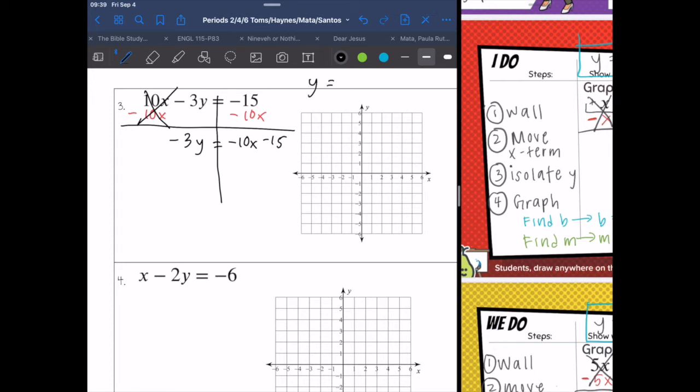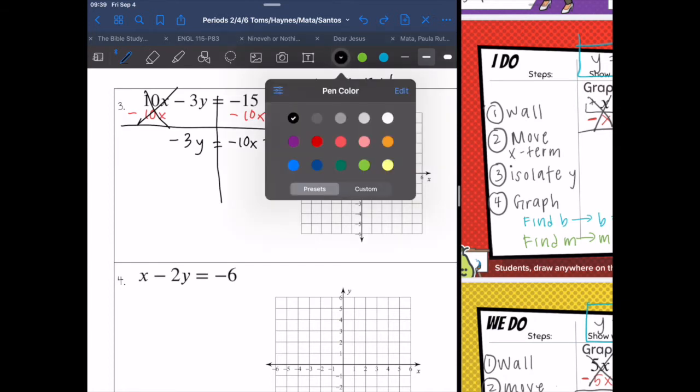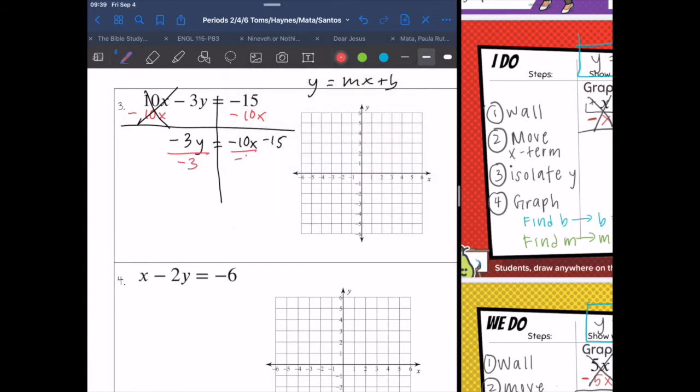So I ask myself, is this in y equals mx plus b form yet? Is the y by itself yet? No, it is not. So I have to do the inverse of multiplication, which is division, dividing all the terms by -3. I get y is equal to -10x over -3, and -15 divided by -3 is +5. Now I ask myself, what is my b? B is right here, +5.